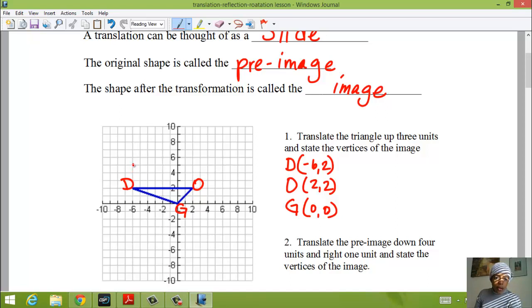This is now going to be referred to as D prime, and it's how we can tell the difference between the image and the pre-image. So the pre-image is O, the image would be O prime, and O prime has to be located 3 units up. So 1, 2, 3. Here is O prime. And then for point G, the location of G prime would be 1, 2, 3. G prime.